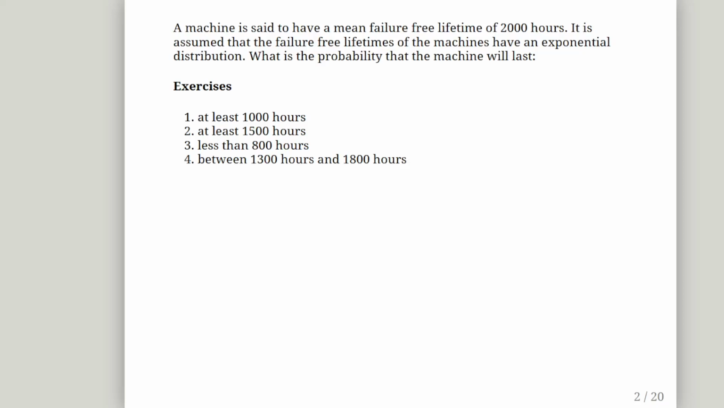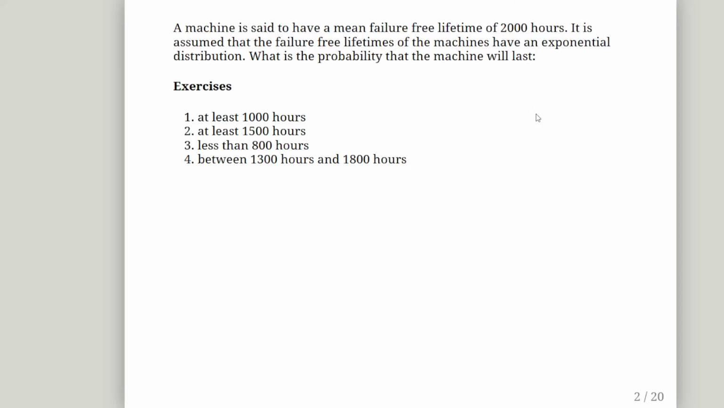So here we go. A machine is said to have a mean failure-free lifetime of 200 hours. It is assumed that the failure-free lifetimes of the machines have an exponential distribution. Okay, so we have an exponential distribution with mean lambda equals 2000.